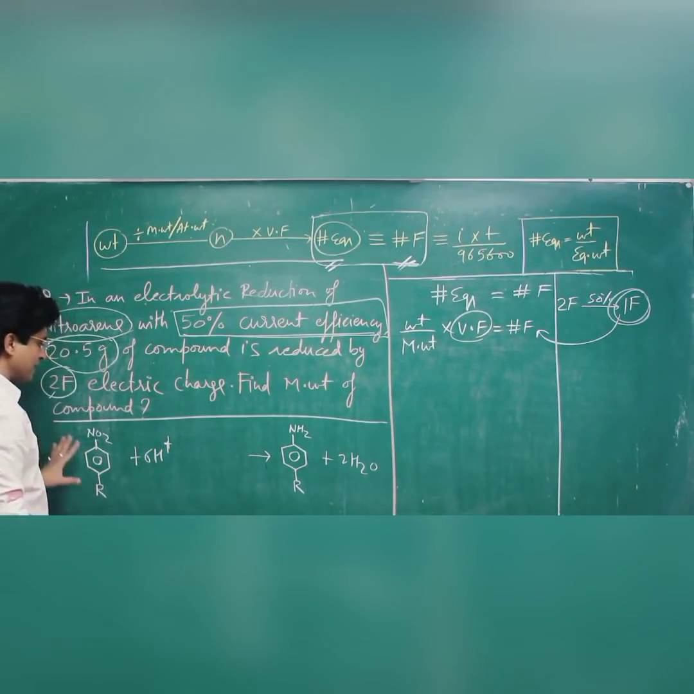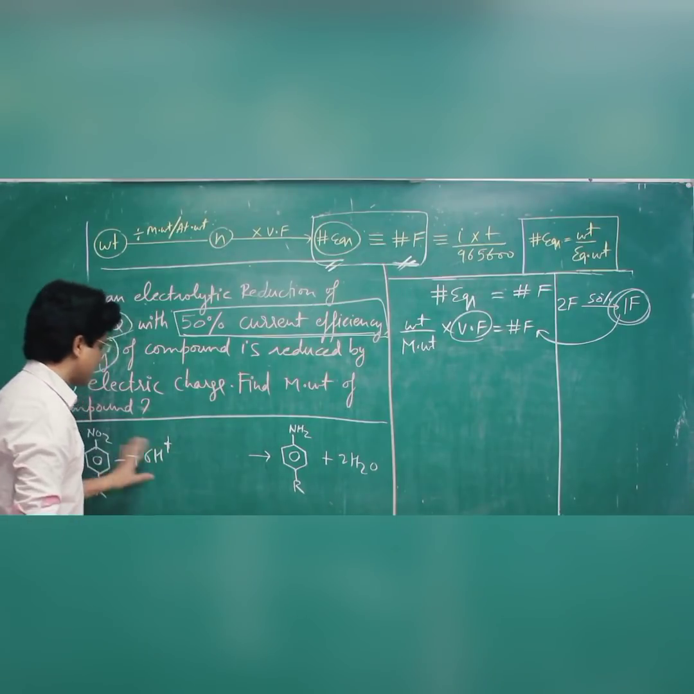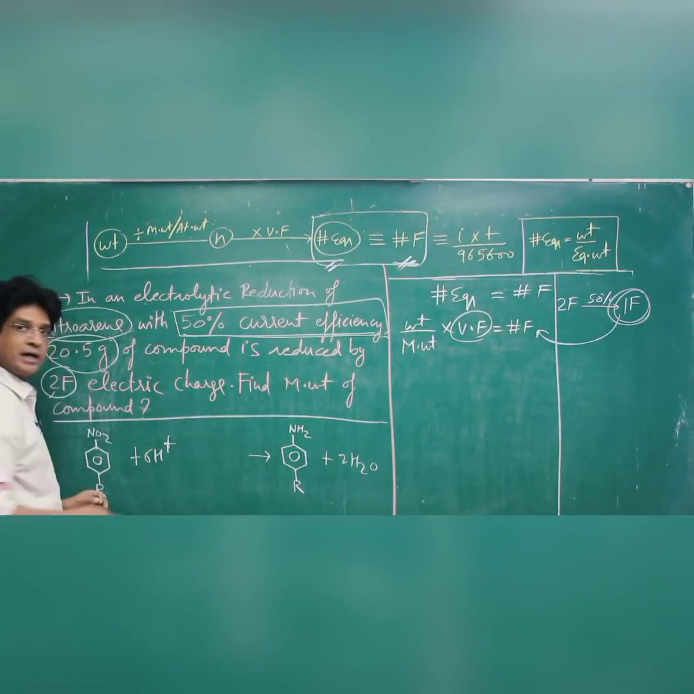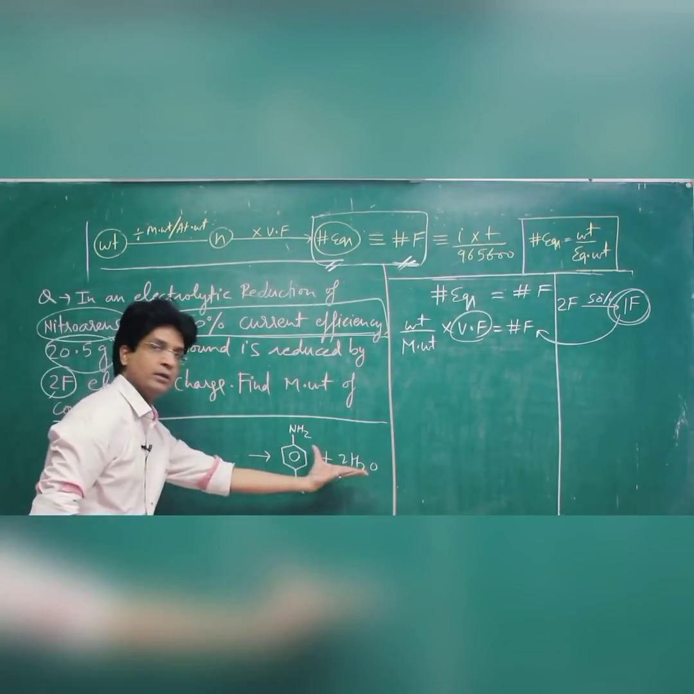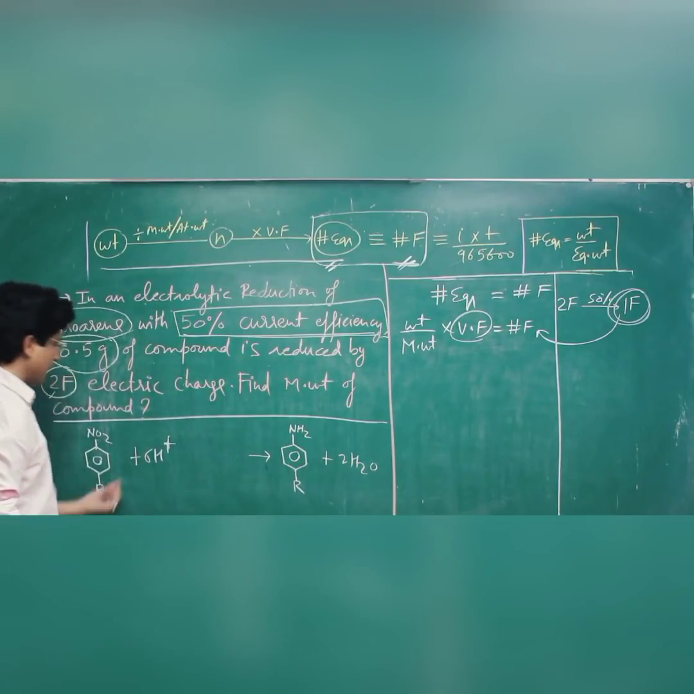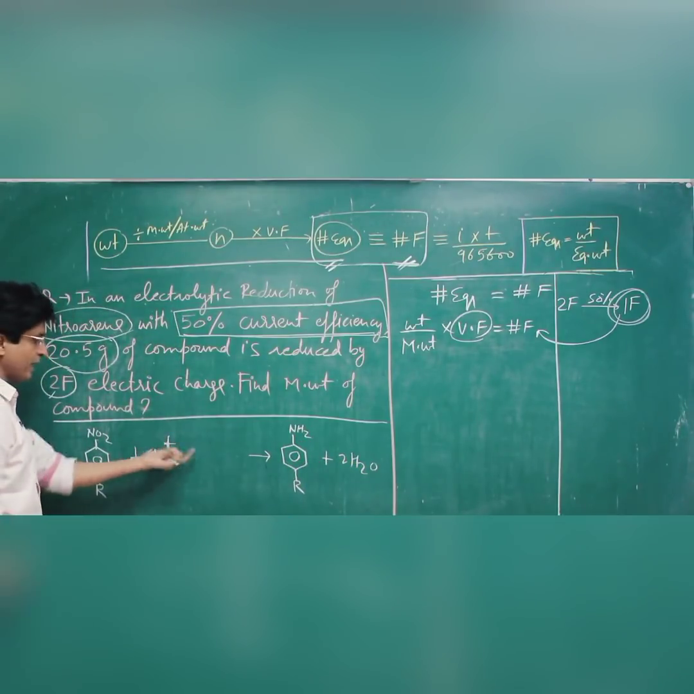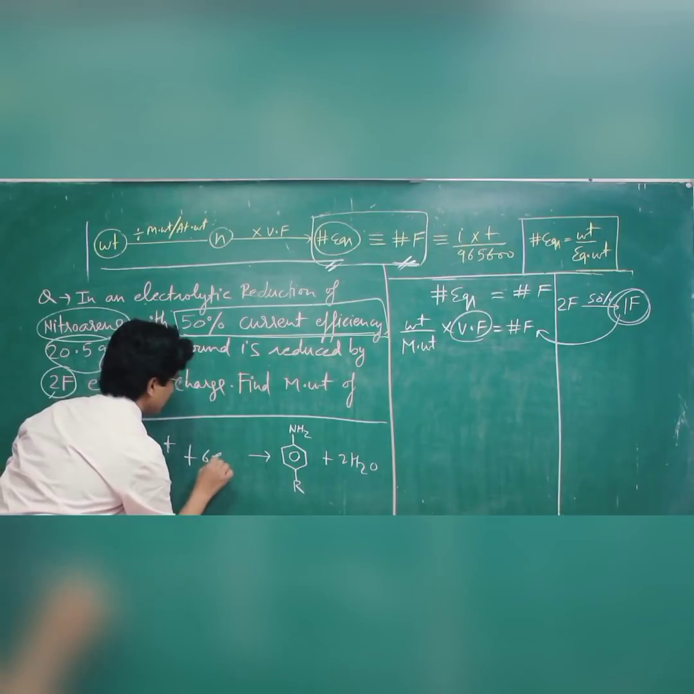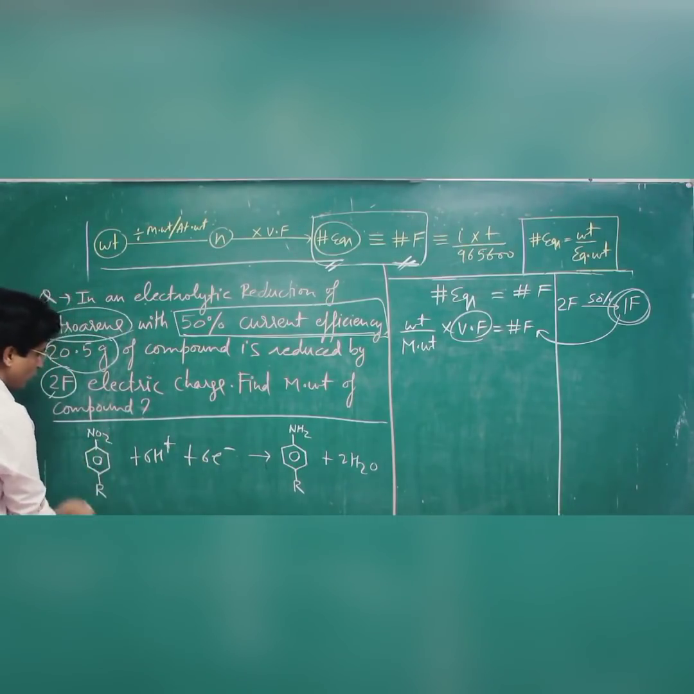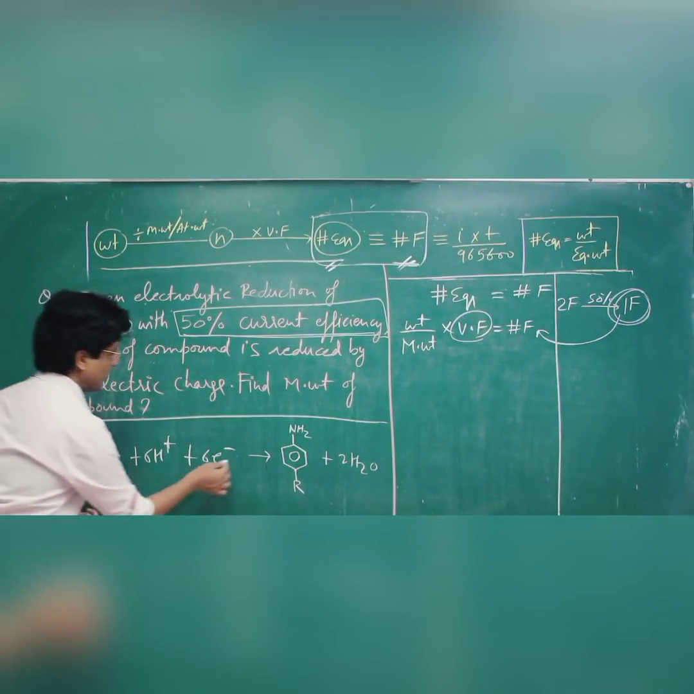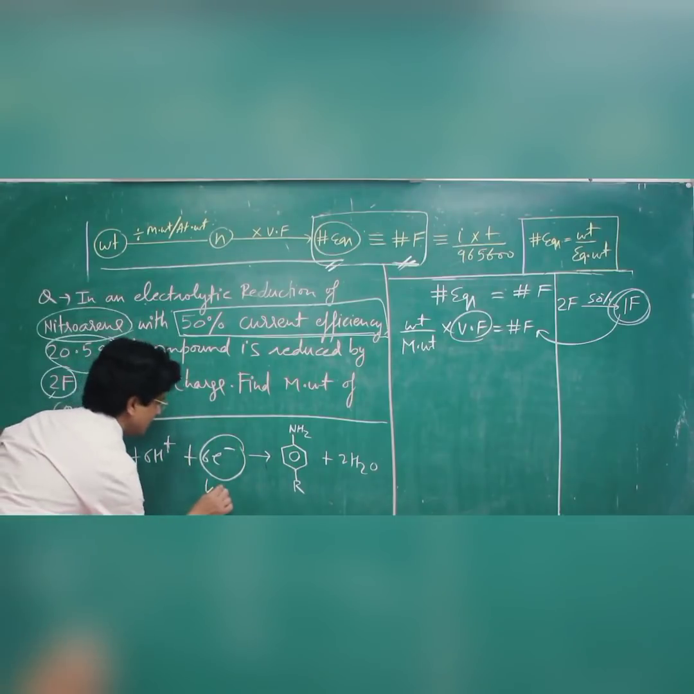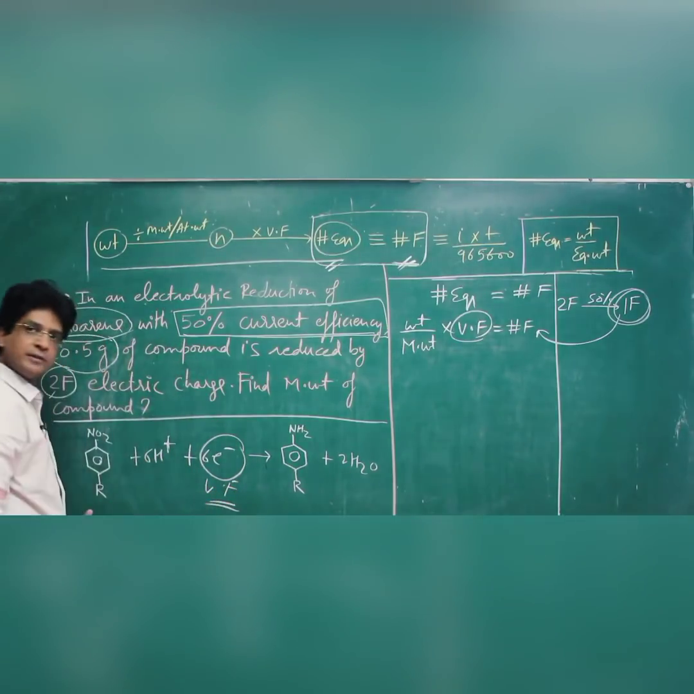Now everything is balanced, every atom is balanced. Now my task is to balance charge. See, this part is neutral, there is no charge. Here I have got 6 positive. To neutralize that, I should add 6 electrons. So 1 mole of this nitroarene is utilizing 6 electrons. So valency factor will be 6.